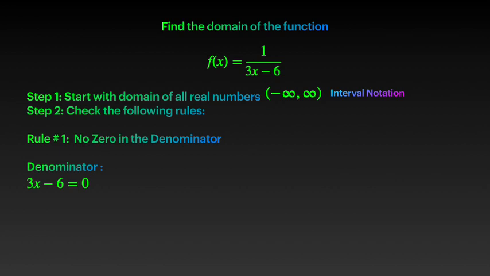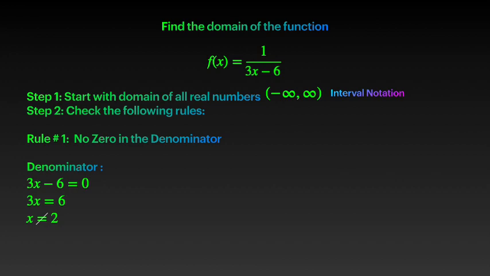Now all we have to do is solve for x. Let's add 6 to both sides. And now divide by 3. X is equal to 2. This is telling us that when x is equal to 2, we get 0 in the denominator. And therefore, we must eliminate 2 from our domain. Remember, we can't divide by 0.